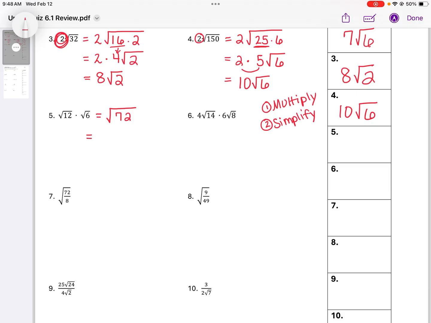So I've got to think, okay, well, what is the largest perfect square that goes into 72? And there's quite a few. 4 does, 9 does, 16 even might go into there. I think it does. But the largest one is going to be 36. Okay, so 36 times 2 is 72. I'm going to take the square root of 36, write that outside. So square root of 36 is 6. The one that's not the perfect square will stay under the radical, and that's my answer.